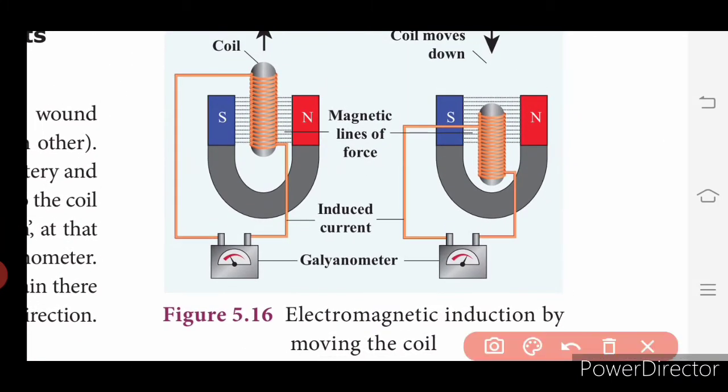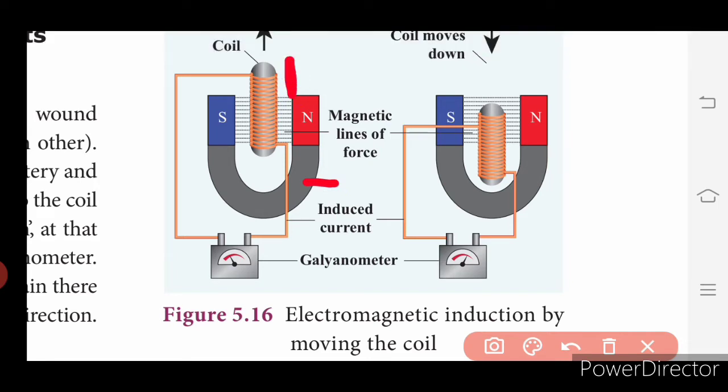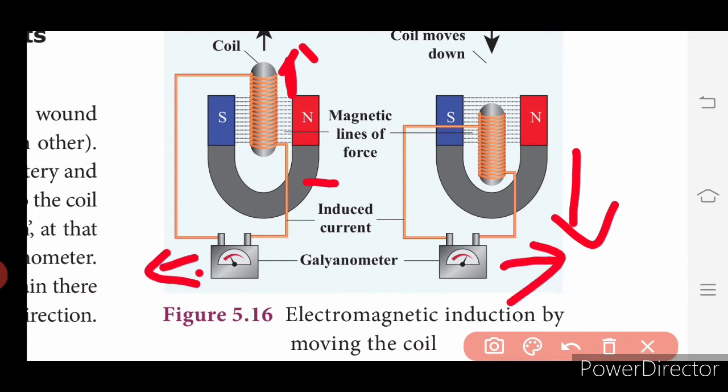Here the magnet is kept stationary and the coil is moved up and down. You can see the coil here in the upward direction, whereas in this diagram you can see the coil in the downward direction. Wherever the coil is moved, whether upward or downward, you can see the changes in the deflection of the galvanometer. This one is in the clockwise direction and here it is in the anti-clockwise direction.